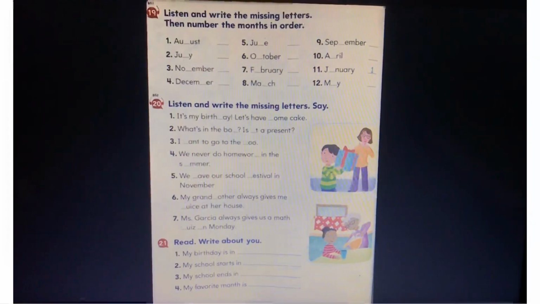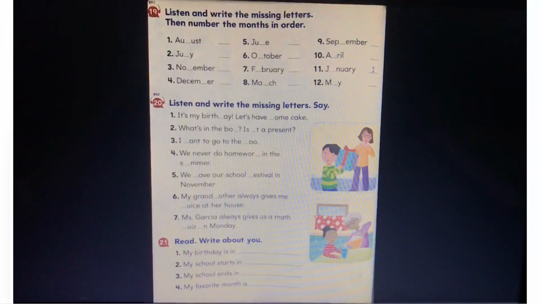Perfect. Now that we have listened to all of the months, let's put them in order. Which one will be the first month? That's correct. January is the first month of the year. Now, let's go in order. The next month will be February. Then we have March. After March, we have April.